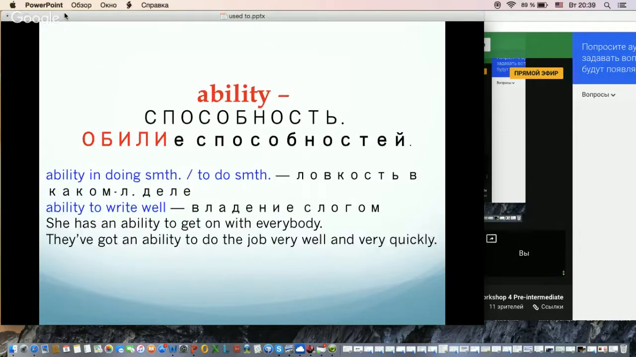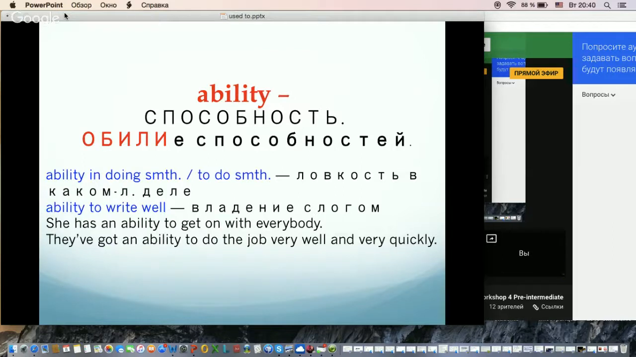Okay, and now we've got the vocabulary part of our lesson. And I'd like to introduce to you some words and some phrasal verbs today, and also some collocations or some expressions, we may call them. So the first word is ability. Ability means that you are able to do something, so that you can do something.